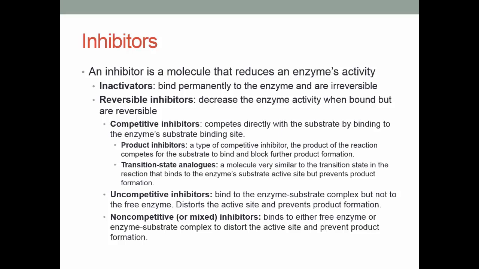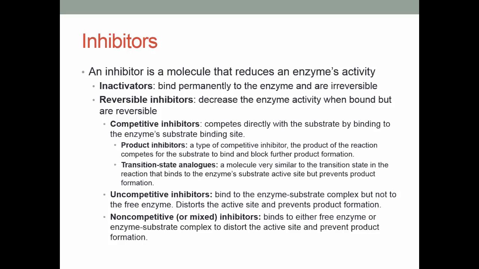Competitive inhibitors compete directly with the substrate by binding to the enzyme's active site. Often, these inhibitors can be the product of the enzyme-substrate reaction itself, in which the product competes with the substrate and blocks further product formation. This is often called direct feedback inhibition. Another type of competitive inhibition is the transition state analog, in which a molecule that is very similar to the transition state of the reaction binds to the enzyme's active site and is non-reactive, thus preventing product formation.